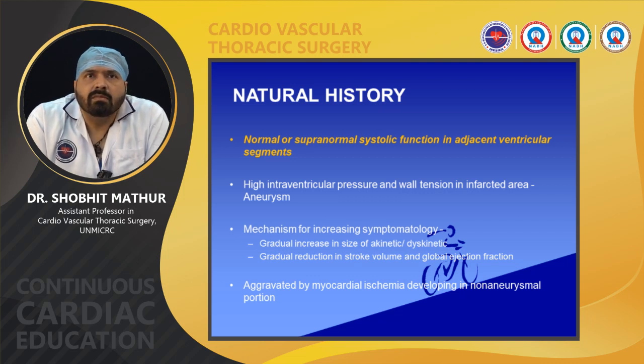The mechanism for increasing symptomatology is basically a gradual increase in the size of the akinetic or dyskinetic segment, and a gradual reduction in stroke volume and global ejection fraction that happens with the continuous remodeling of the heart. It is aggravated by myocardial ischemia developing in the non-aneurysmal portion. That means if the patient develops a second MI, then the symptomatology due to the aneurysm caused by the initial MI will definitely be more.